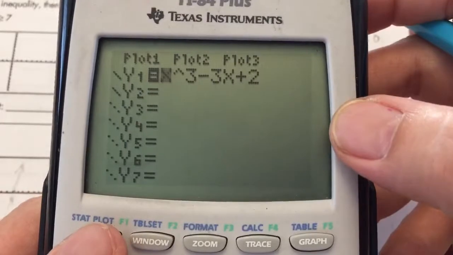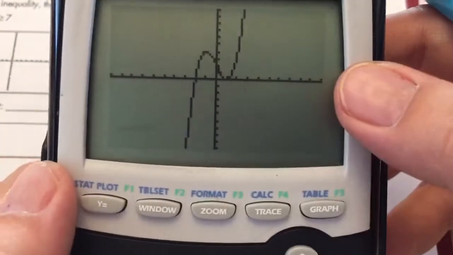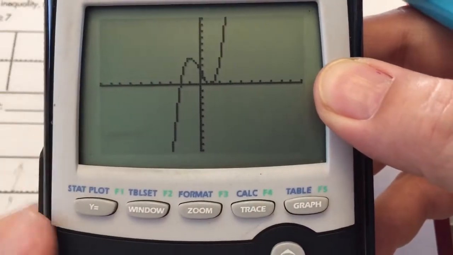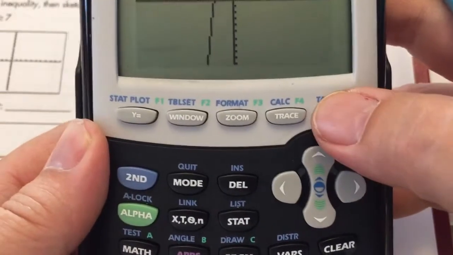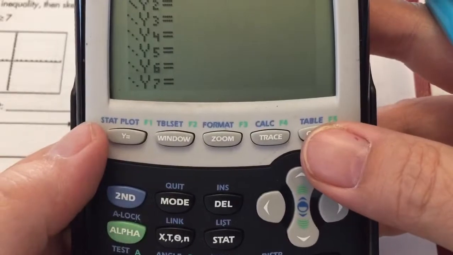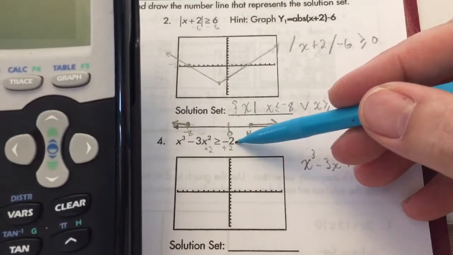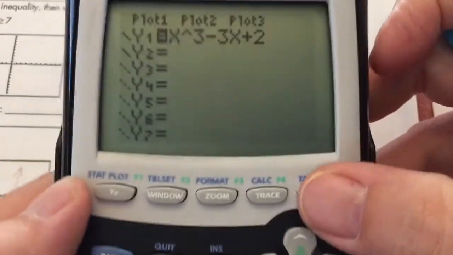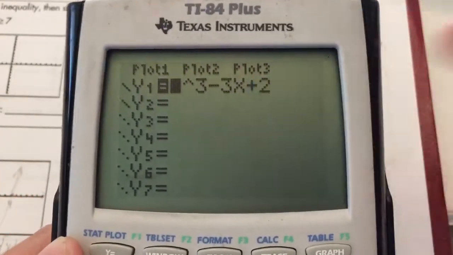So we have our function, we have our graph, and I feel like something is wrong with this. I can see it. Look what I did. I forgot to put in 3x squared.